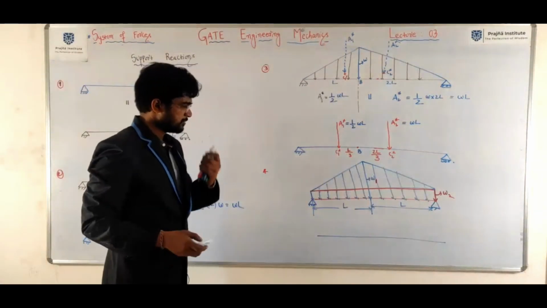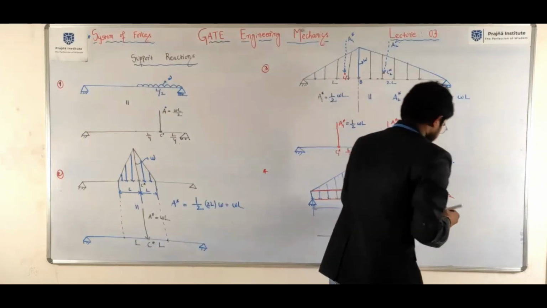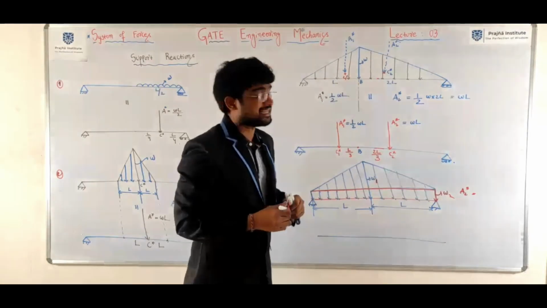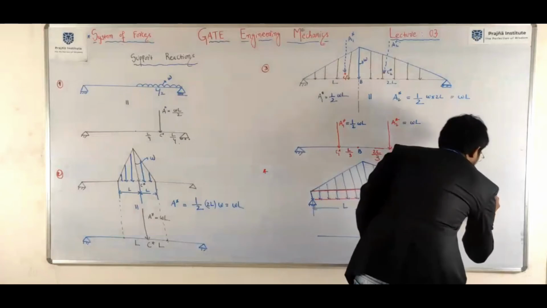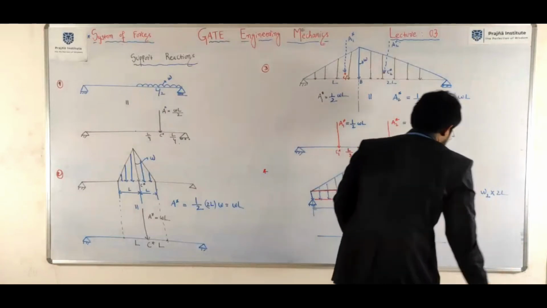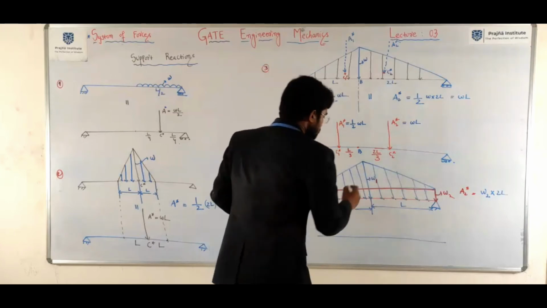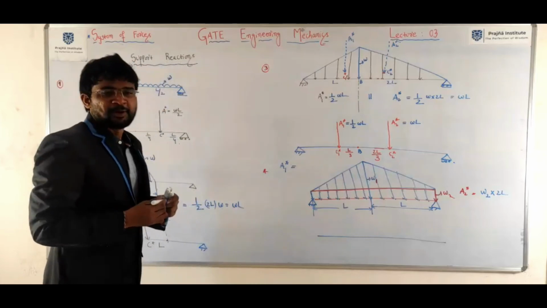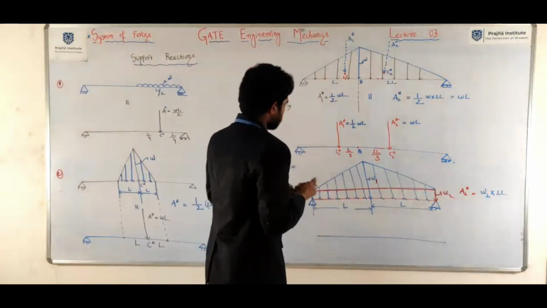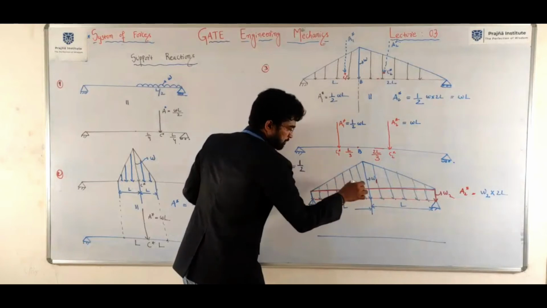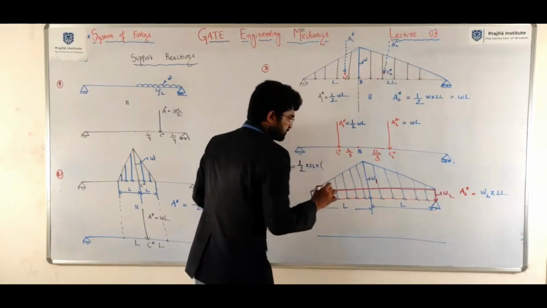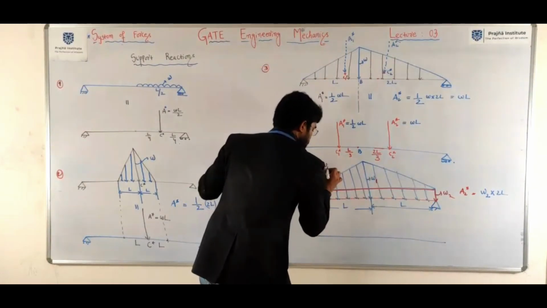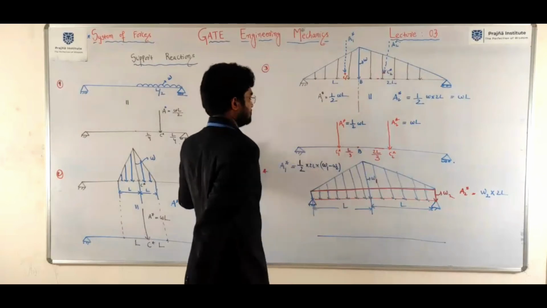L. Okay. First, area of the A2 star here. Area of the rectangle. What is the area of the rectangle here? W into 2L. Correct na? W into 2L. What is the area of the triangle? Tell me. What is the area of the triangle here? Half into base 2L into W1 minus W2. Okay? W1 minus W2.